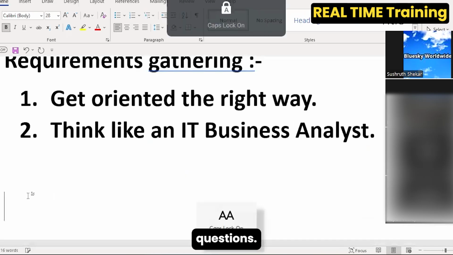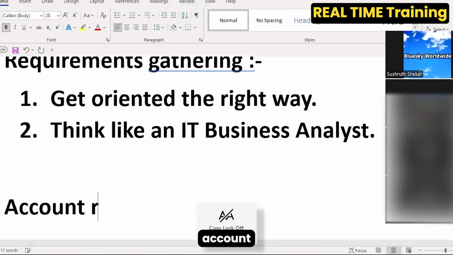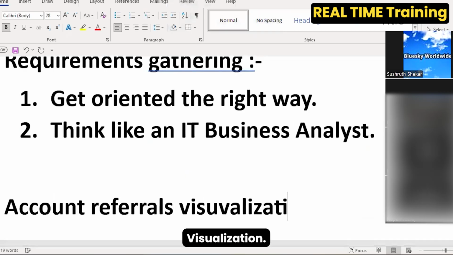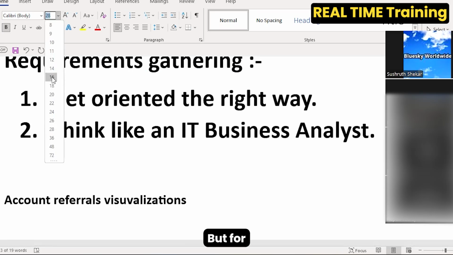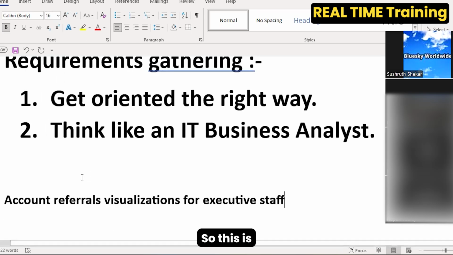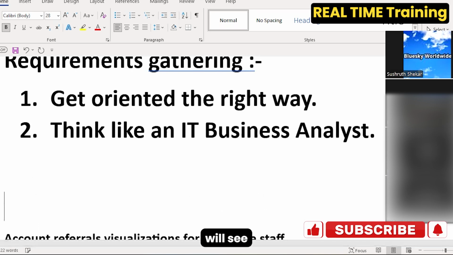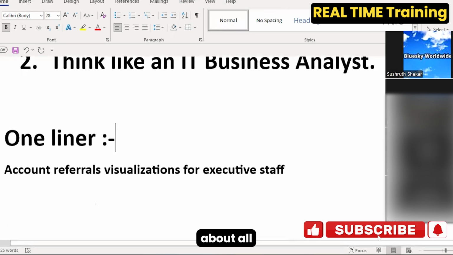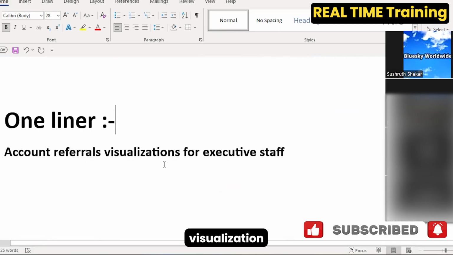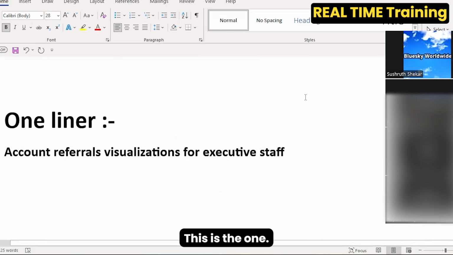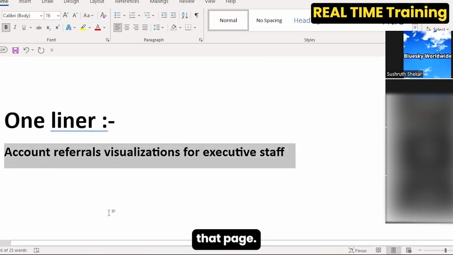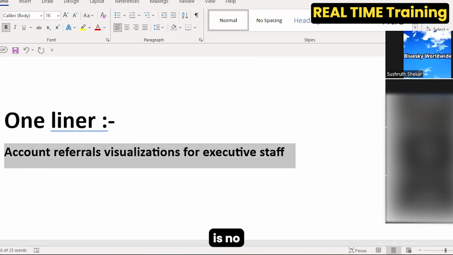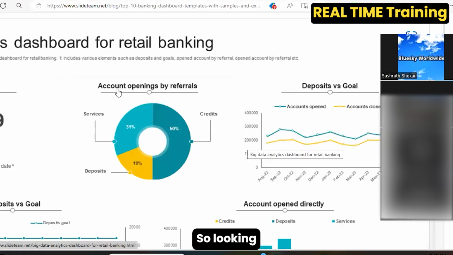So I'll just put questions. I'll give a one-liner: account referrals visualization for executive staff. I mean, there might be some more words to it, but this is the one-liner that you will see when you do the work, right? This is the one-liner I'll talk about all the time. This is all you know before you get into this meeting, plus you understood that page. So you know the domain. Think of it that way. There is no domain content here. It's very simple. So looking at this, tell me what is the very first question that you will ask.